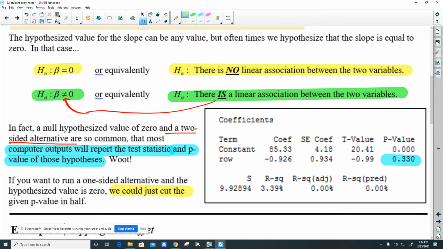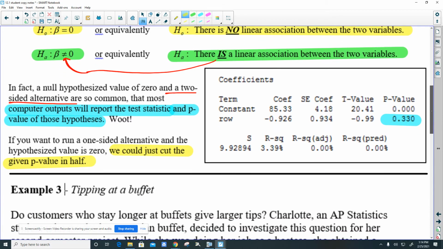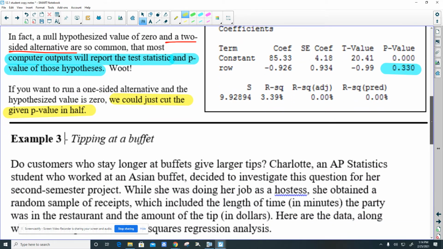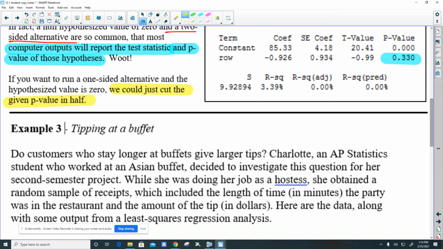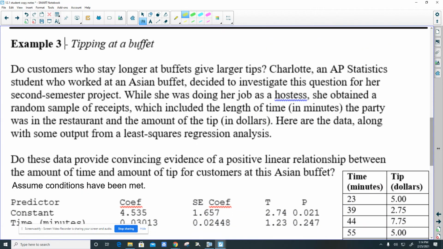Okay. So right here, you're going to cut that p-value that I highlighted there in half if the test you're running is a one-sided or one-tailed test. Assume the computer output is always showing you a p-value as if it were a two-sided test. So this is the computer output that we are going to use for this example here, example 3, which is talking about how tipping takes place at a buffet.